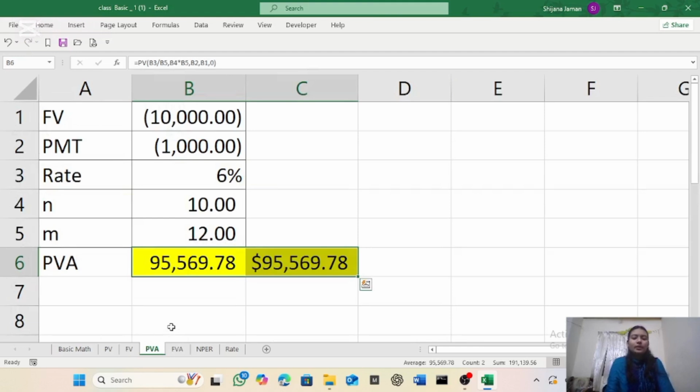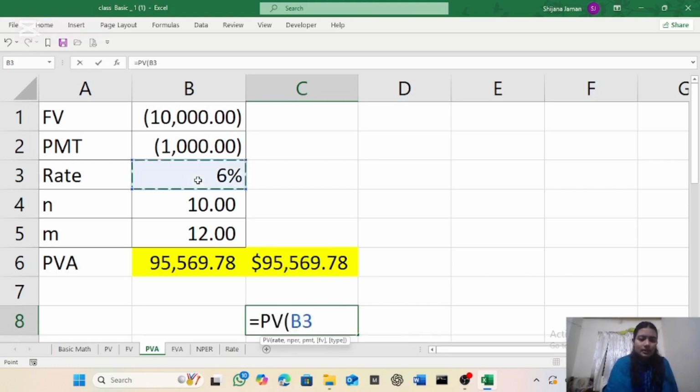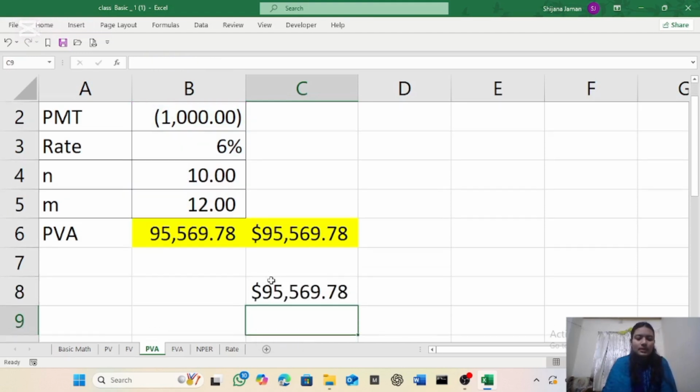Now we are calculating present value annuity. Here future value 10,000 minus figure, payment 1,000 minus figure, rate 6%, N means year, 10 years, month 12 months. So present value annuity, equal PV, rate is 6% divided by month, comma, NPER 10 into month, comma, payment, comma, future value already has minus figure, comma, type would be 0. Yes, this is our present value annuity.